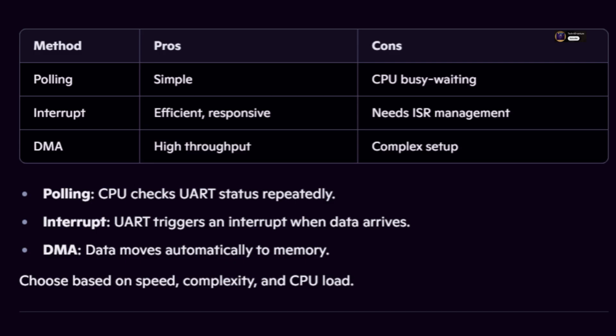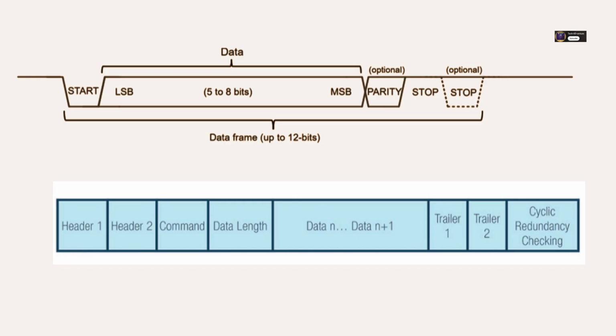Now, often the data you send isn't just single bytes, but packets, right? And maybe those packets aren't always the same size. How do you handle variable length packets over UART? Yeah, that's a very common scenario. You need a way for the receiver to know where one packet ends and the next begins, especially if they vary in size. There are several standard techniques.